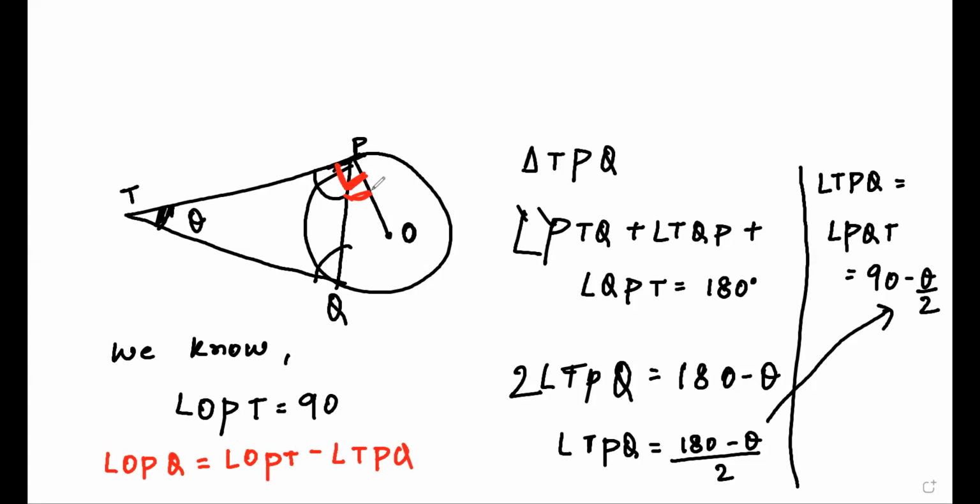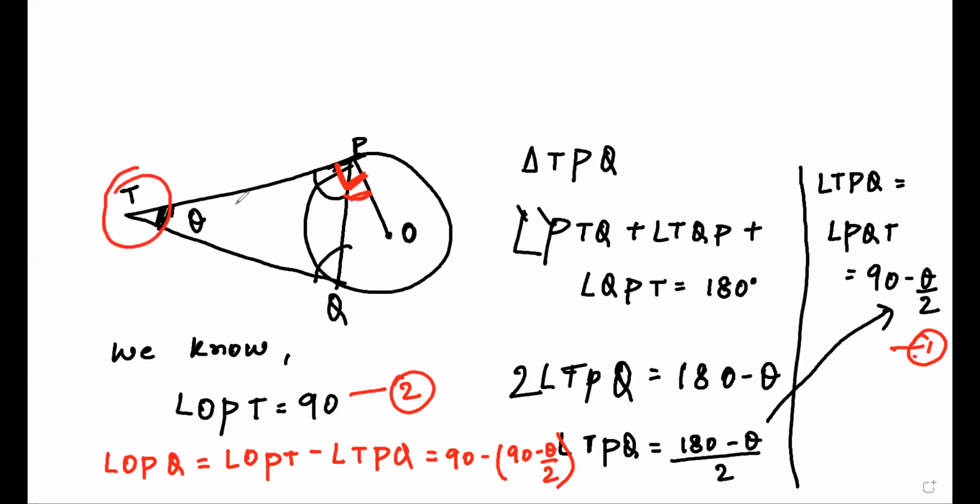Yes, ma'am. So here let's substitute the value from equation 1. Here we can say that OPT is 90 degrees, already we know from equation 2, and from equation 1 it will be minus 90 minus theta over 2. So here we directly got only theta over 2, and theta is what? Theta is angle PTQ, which we took ourselves. And what we had to prove over here is that angle PTQ is equal to 2 times angle OPQ.